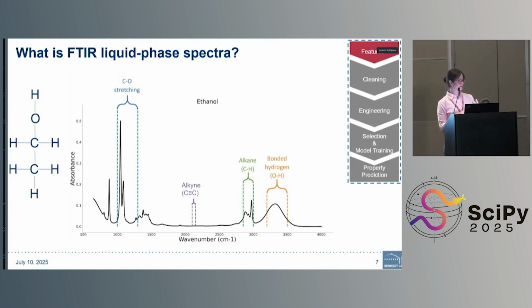And so FTIR spectra really shows us what is there and what isn't, right? It's like a chemical fingerprint that is unique to each molecule, sample, blend, and it really shows you the functional groups and bonds that are present in there.